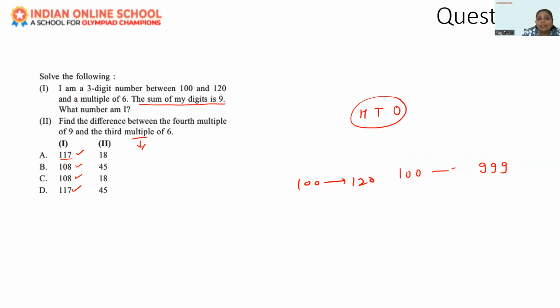What did they say? It should be a multiple of 6. So how can you find whether any number is a multiple of 6? In such questions, what is the condition for a multiple of 6? It should be divisible by 2 and divisible by 3 as well. If it is divisible by both 2 and 3, then the number is automatically divisible by 6.